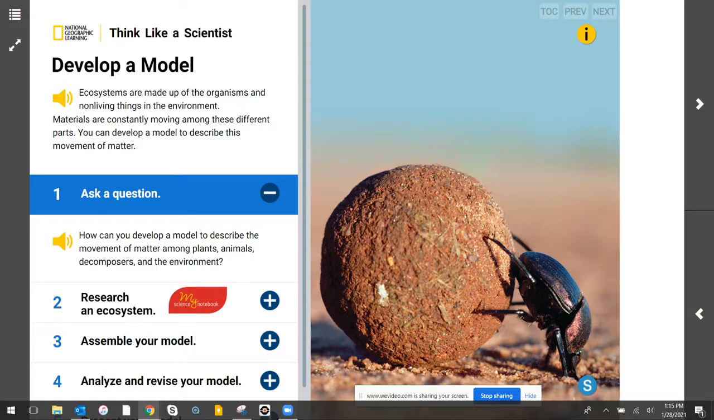Well, when we're building a model here, we're going to need to build a model that includes all of the elements of an environment and a system that explains how matter and energy could cycle through an environment. So we always have to start with the sun because that is where all of our energy begins.